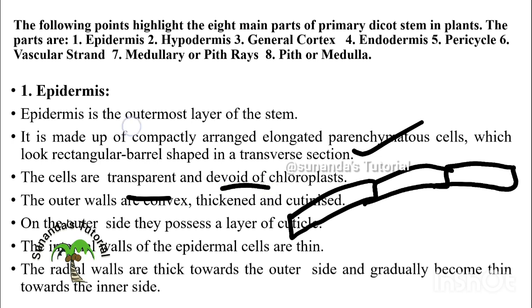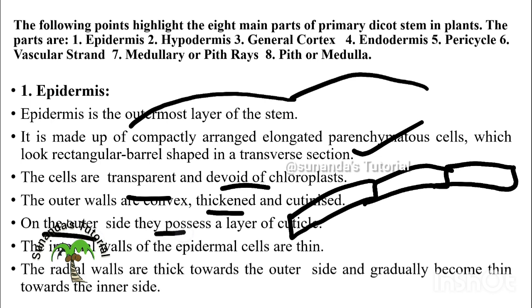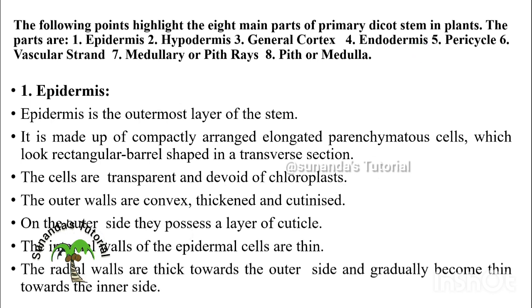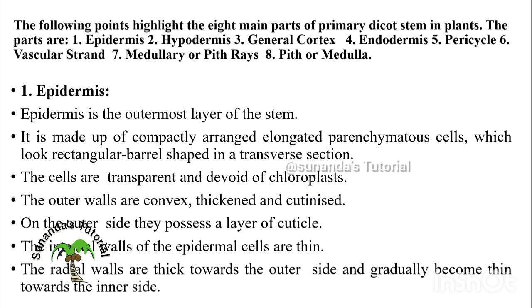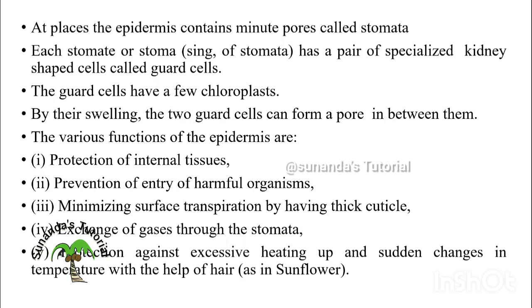The outer walls are convex, thickened and cutinized. That means it has a cuticle layer. On the outer side they possess a layer of cuticle. The internal walls of epidermal cells are thin, so outer walls are thick and inner walls are thin. The radial walls are thick towards the outer side and gradually become thin towards the inner side.